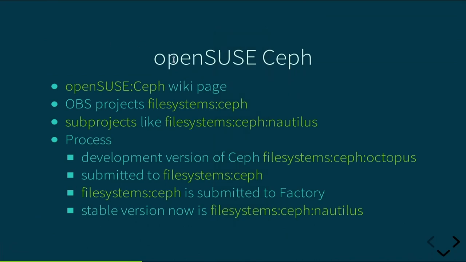So the process for releasing Ceph looks as follows. We have this filesystems Ceph Octopus, which is a development project. We submit those packages to filesystems Ceph, and from there we submit them to Factory. And from filesystems Ceph Nautilus, we submit the packages to Leap.